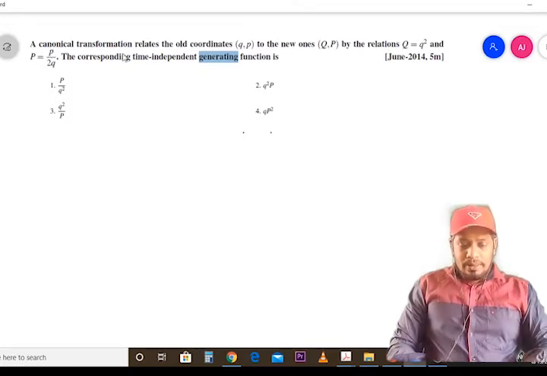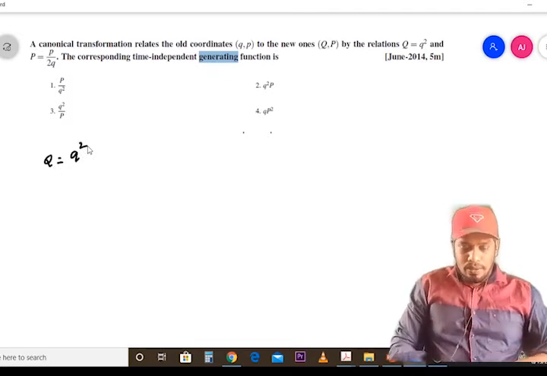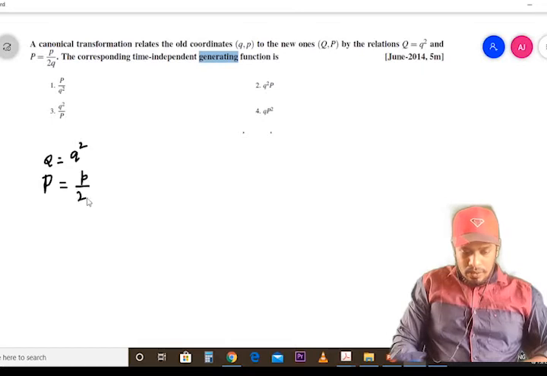A canonical transformation relates the old coordinates q, p to the new ones, capital Q, capital P, by the relations. First we have to write the relation. The capital Q equals small q squared, the relation between the new coordinate and the old coordinate. Next, the capital P is given; the left hand side parts represent the new coordinates. The small p divided by 2q.